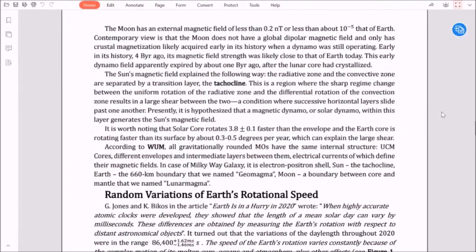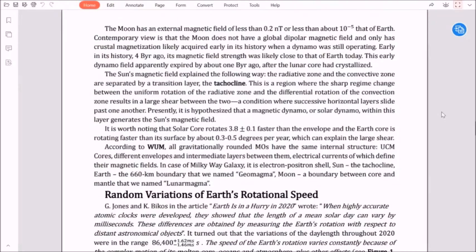The Sun's magnetic field is explained the following way. The radiative zone and the convective zone are separated by a transition layer, the tachocline. This is the region where the sharp regime change between the uniform rotation of the radiative zone and the differential rotation of the convection zone results in a large shear between the two, a condition where successive horizontal layers slide past one another. Presently, it is hypothesized that a magnetic dynamo, the solar dynamo, within this layer generates the Sun's magnetic field.